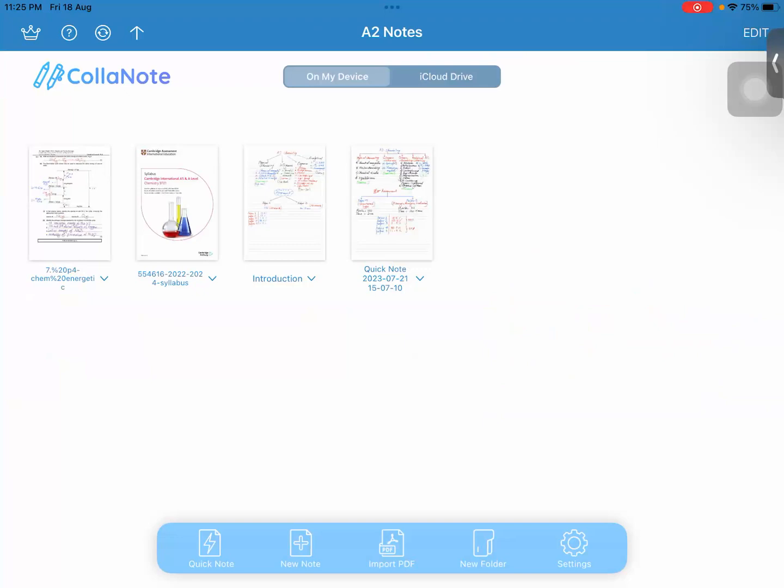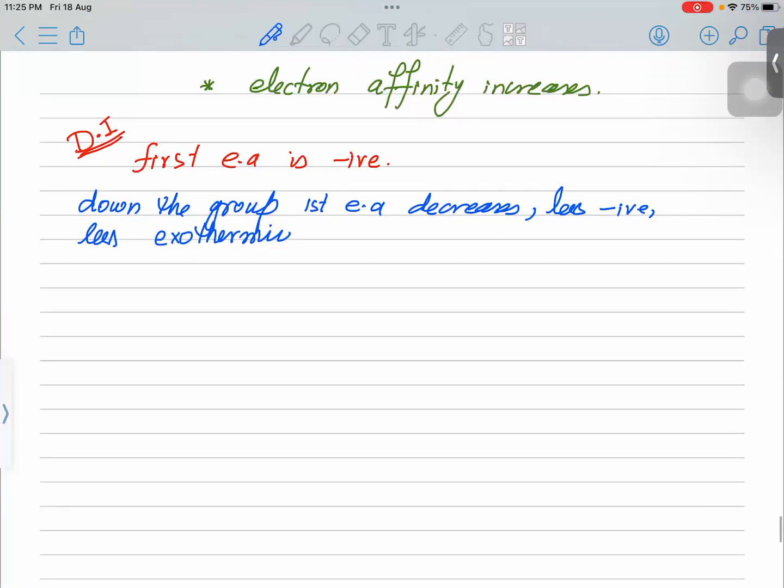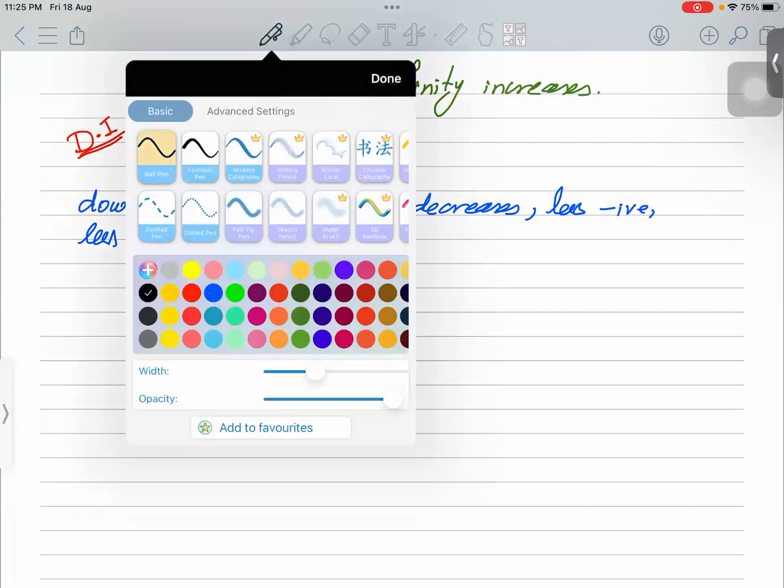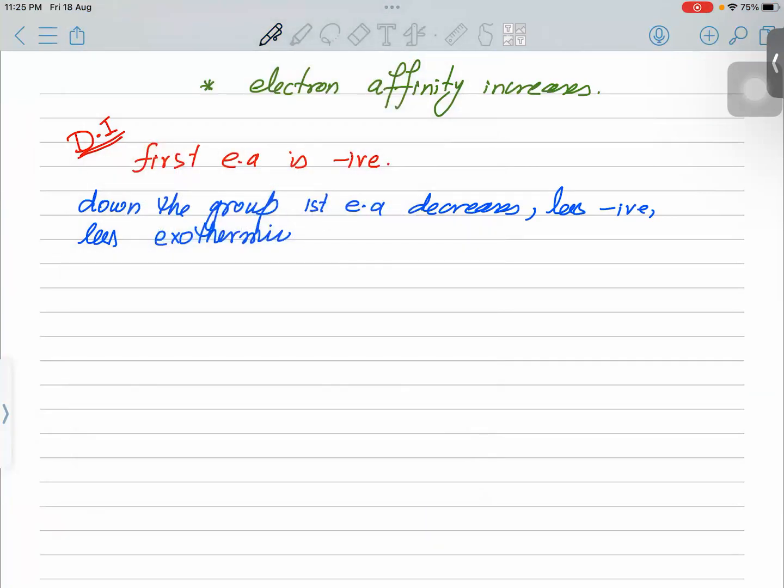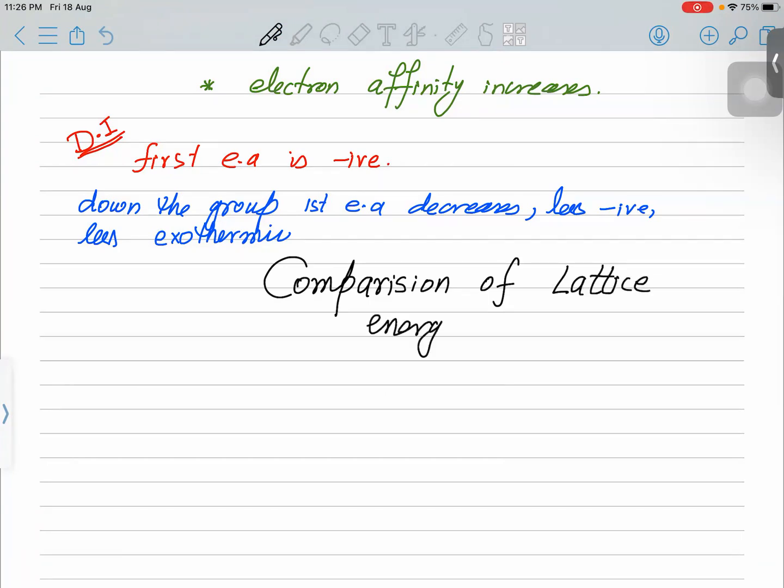Now, next is comparison of lattice energy, or you can say compare lattice energy. Have we discussed it? Yes, sir. We have.